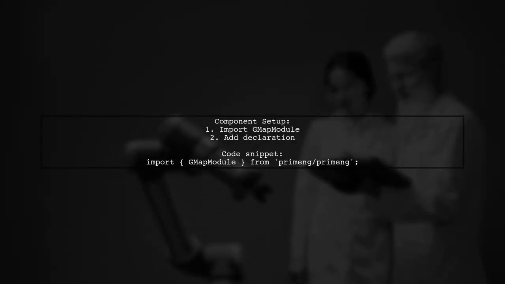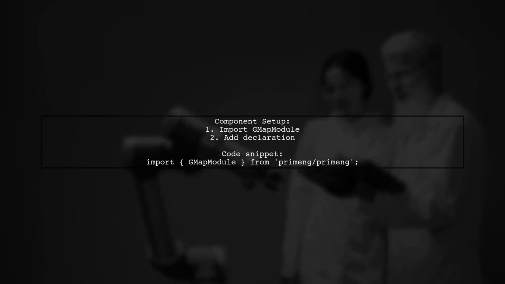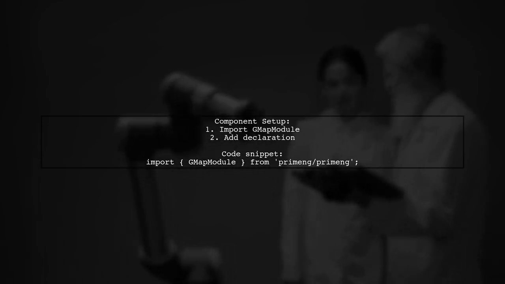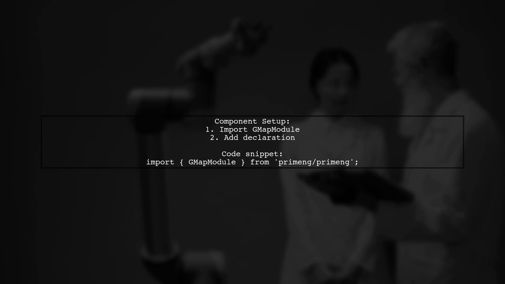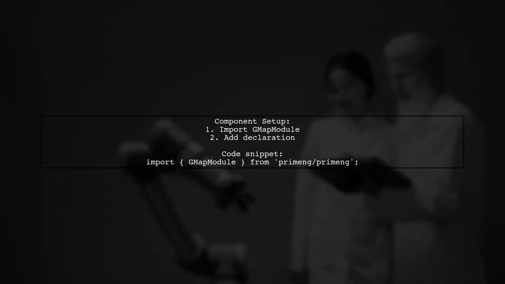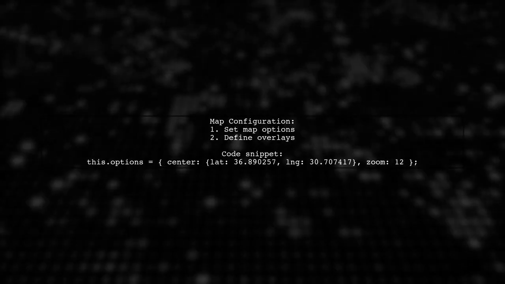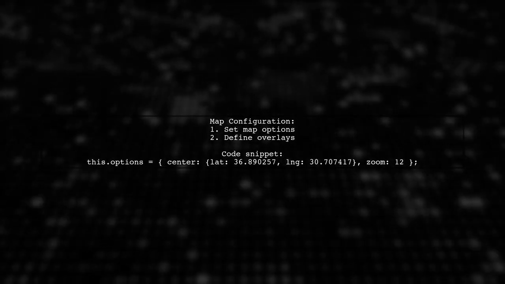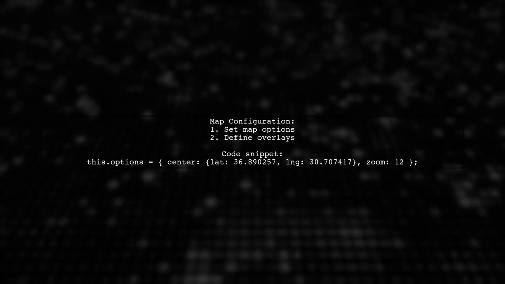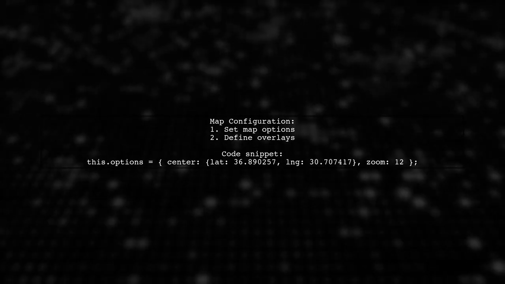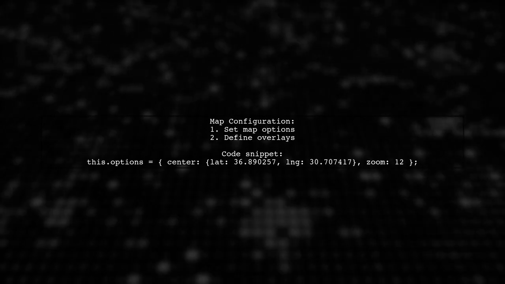Here's how to implement it in your component. Import the GMap module and add the declaration for Google at the top. In the ngOnInit method, set up your map options and overlays using the Google Maps API. This includes markers, polygons, circles, and polylines.